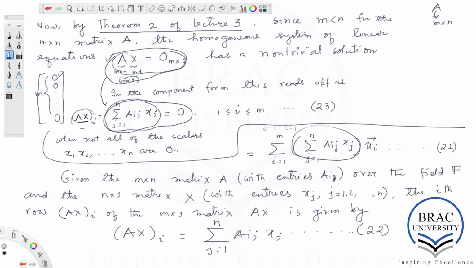When they are all 0, when this column vector is identically 0, then that's a trivial solution. We know that is always a solution of a homogeneous system of linear equations, but from the theorem it's guaranteed that it has a non-trivial solution. So we have a solution for which not all of these components are identically 0. Good.